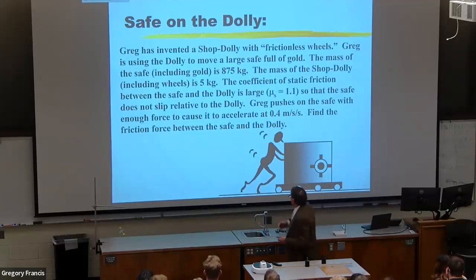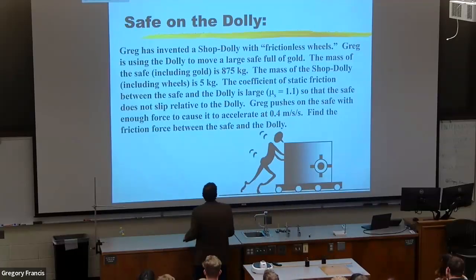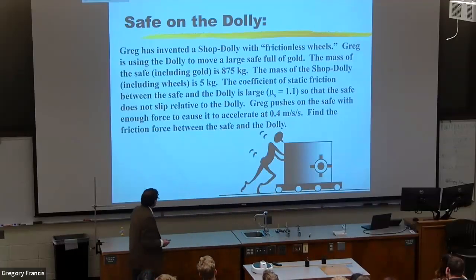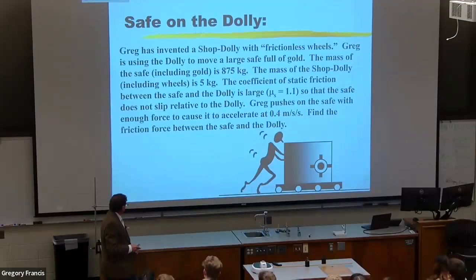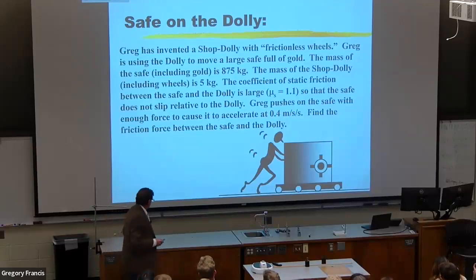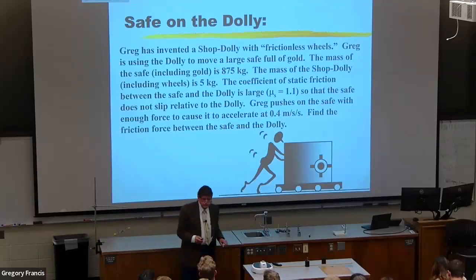Greg has a shop dolly with frictionless wheels, and he's using it to move a large safe full of gold. The mass of the safe is 875 kilograms. The mass of the shop dolly is 5 kilograms. Coefficient of static friction between the safe and the dolly is large, 1.5, so the safe does not slip relative to the dolly. Greg pushes on the safe with enough force to cause it to accelerate at 0.4 meters per second squared. Find the friction force between the safe and the dolly.